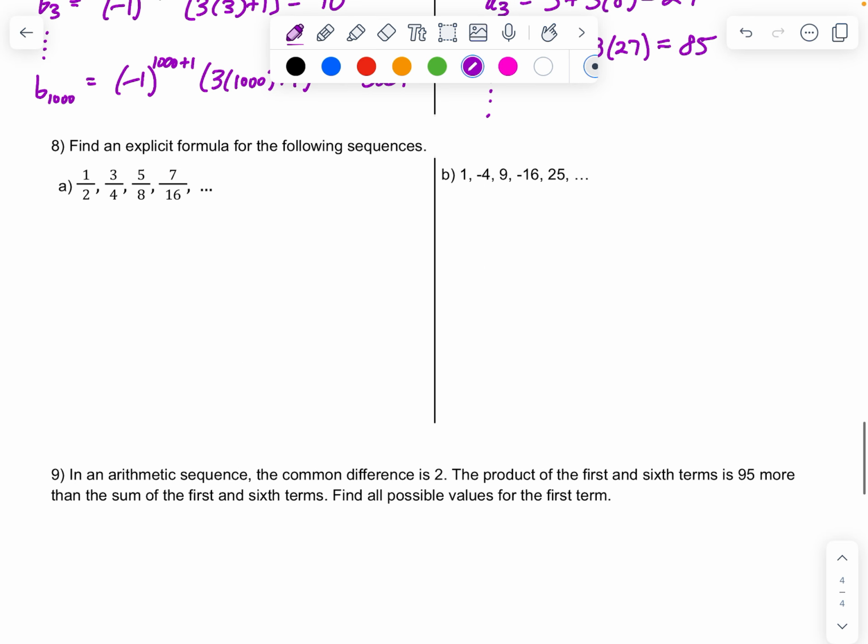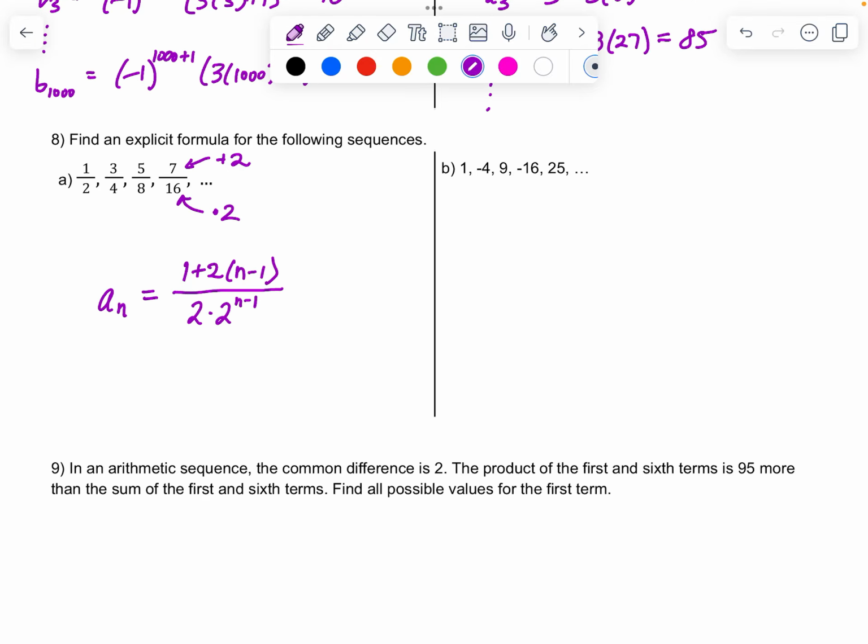All right, last 2. Find the explicit formula for the following sequences. This one's a little bit weird because it's not necessarily perfect. Our numerator is going up by plus 2, and our denominator is going up by times 2. So we have an arithmetic sequence in the numerator, which we would write as the first term plus the common difference, n minus 1. And the denominator is a geometric sequence, so we could write that as the first term times the common ratio to the n minus 1 power. Or to be more concise, you could just write that as 2 to the n, because the first term and the common ratio are the same. So sometimes numerator and denominator will increase differently.